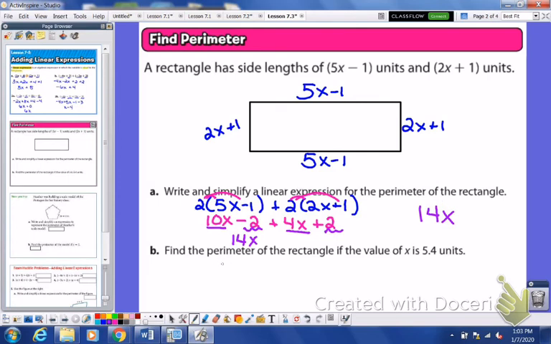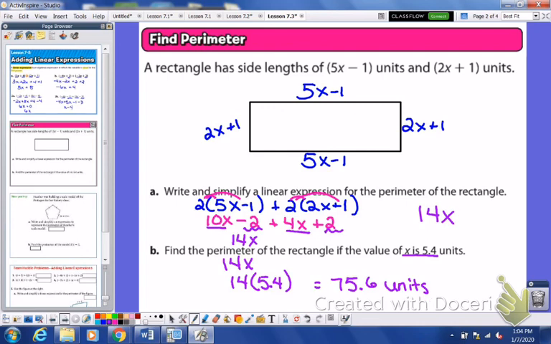So if I know my initial expression is 14x, we are told that x is 5.4, so we're going to substitute 14 times 5.4. Remember, when they're right next to each other like that, that means we're multiplying. So we just have to multiply that out. 14 times 5.4 gives us 75 and 6 tenths. We weren't told any units, specifically like feet or centimeters, so we just write units. 75 and 6 tenths units.